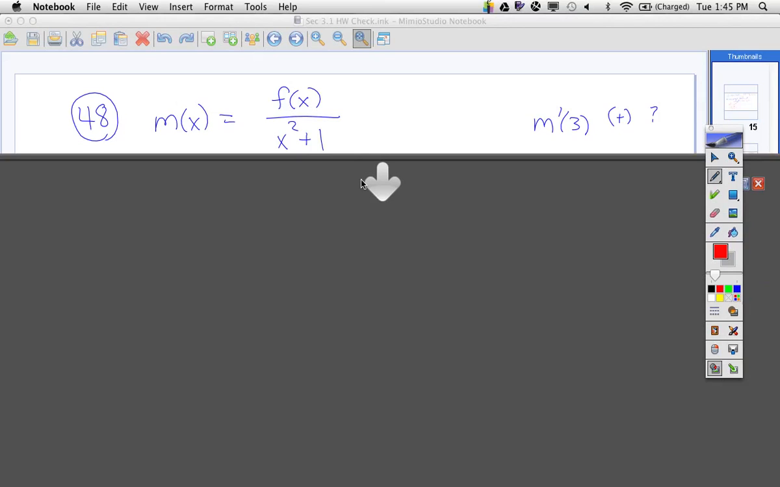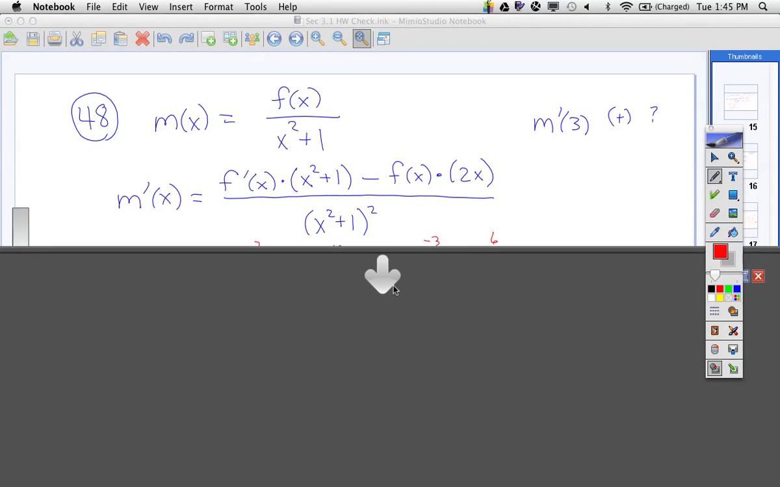So this is very much like what we just did at 45. We need to know if m prime is positive at 3. So before I can get m prime of 3, I need m prime of x. So there is my quotient rule derivative. Right? This is a quotient rule. So, derivative of the top, f prime. Bottom left alone, got to have parentheses around. Minus, top left alone, derivative of the bottom.